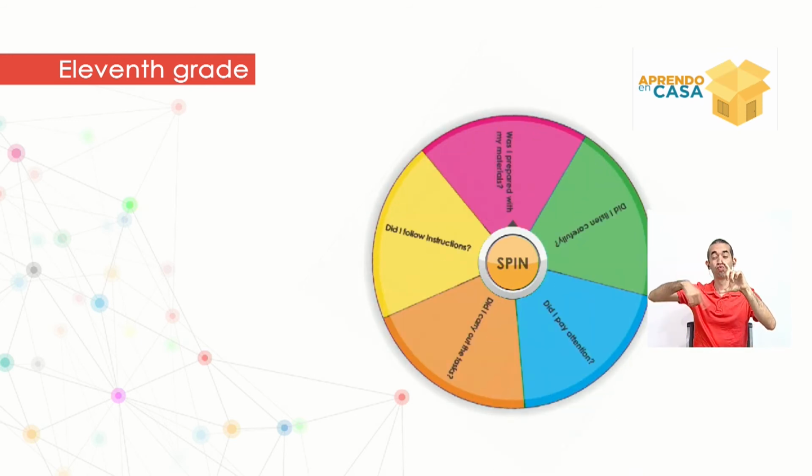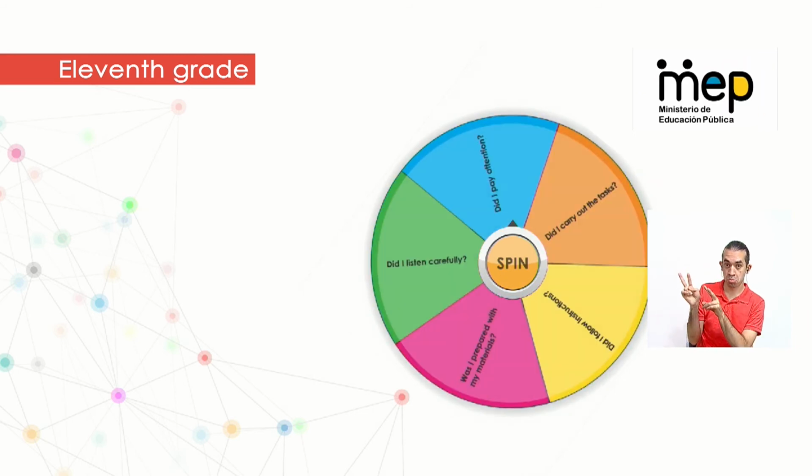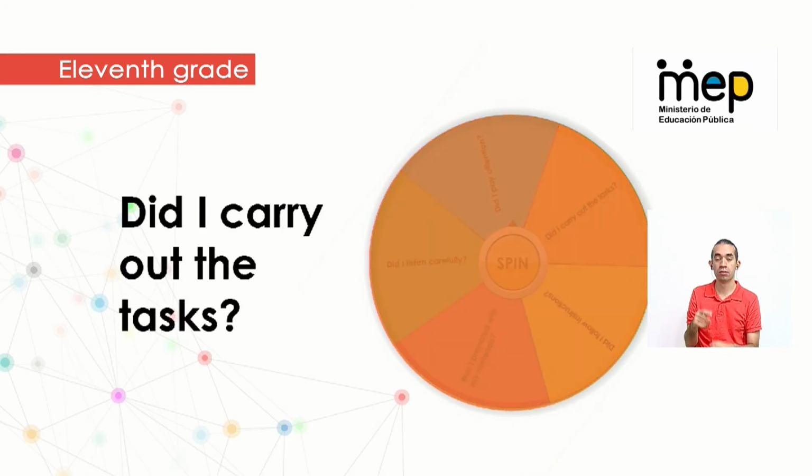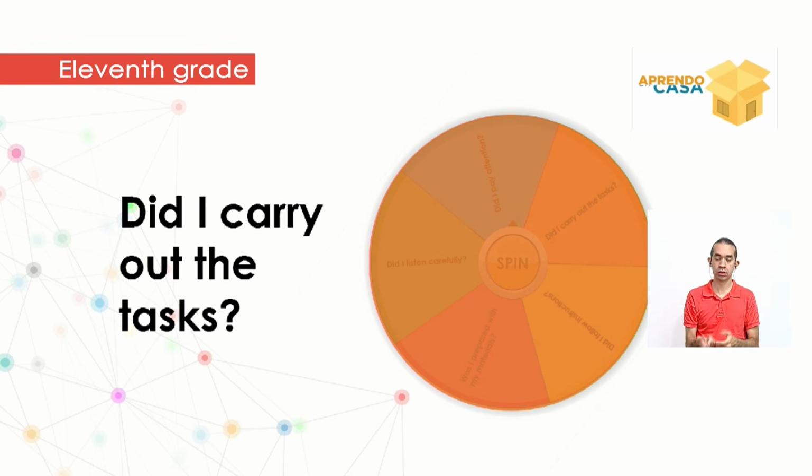And let's see, it's spinning right there. Let's see which is the question. Did I carry out the tasks? I hope you're saying yes at home, that you carried out the tasks. You were able to do the listening. You were able to identify the different vocabulary that we had in the emails, and that you were able also to write something.